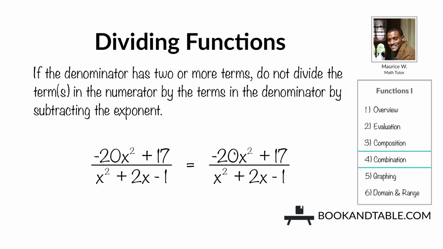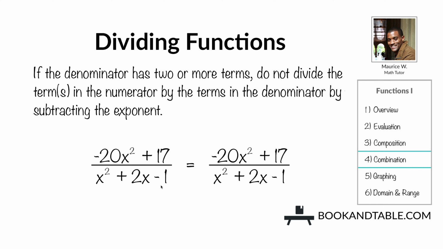Now, another thing to keep in mind when we are dealing with dividing functions, if the denominator has two or more terms, then do not divide the term or terms in the numerator by the terms in the denominator by subtracting the exponents. That only applies when you have a singular term in the denominator. So for an example like this one, negative 20x squared plus 17 divided by x squared plus 2x minus 1, since we are not dividing each term by all the terms in the denominator, the way we would if we had a singular term in the denominator, we are going to leave this expression as is.